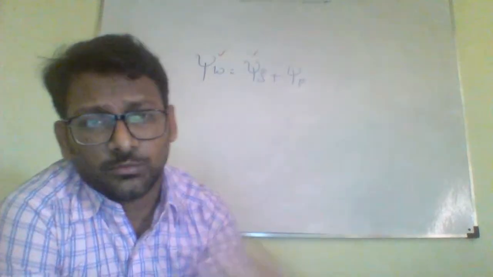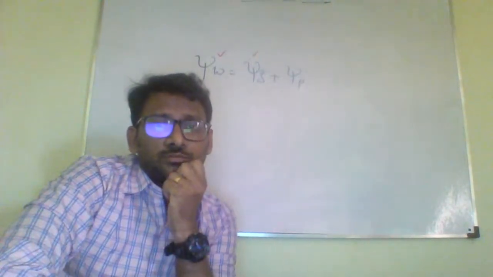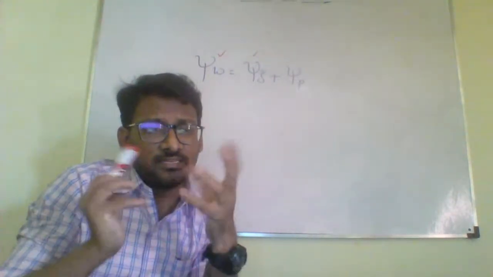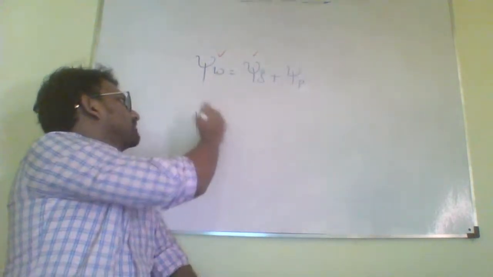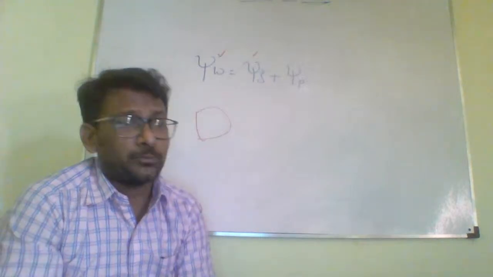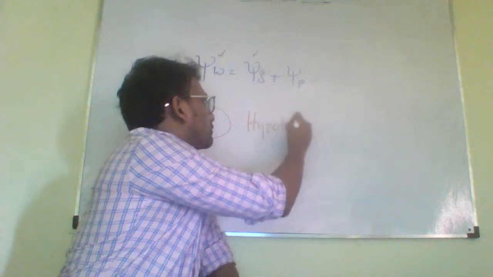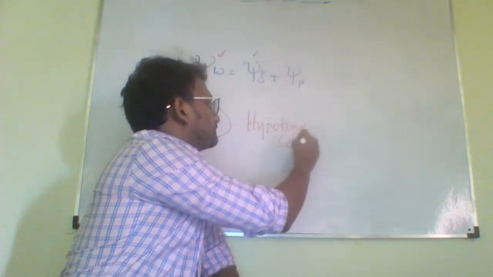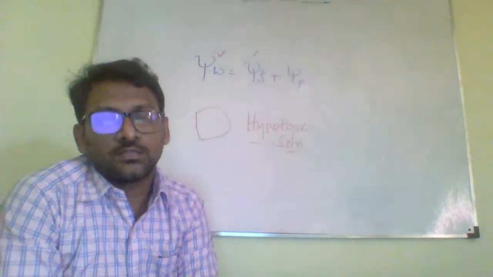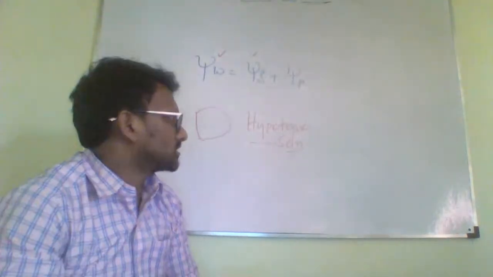So next we'll talk about the pressure potential. So how can we understand this pressure potential? Pressure potential we can understand by any living cell you take. Okay, a living cell is there, right? So when it is placed in a hypotonic solution, what is it? Hypotonic means concentration is less. Water tends to enter into the cell by osmosis.